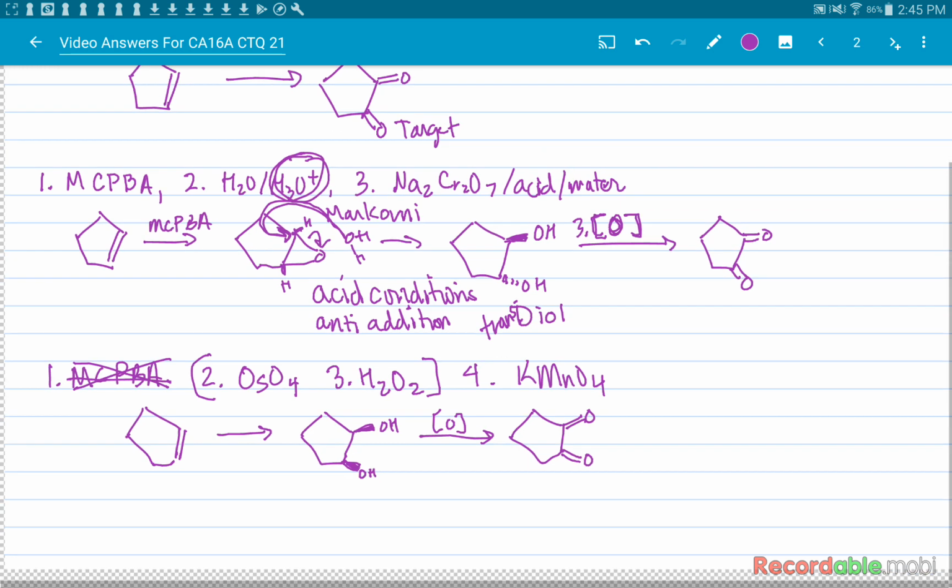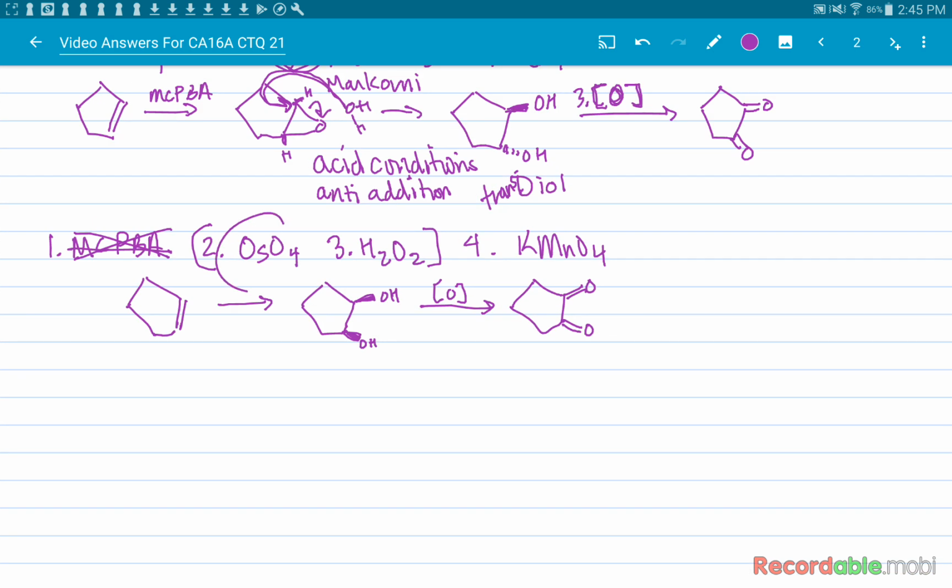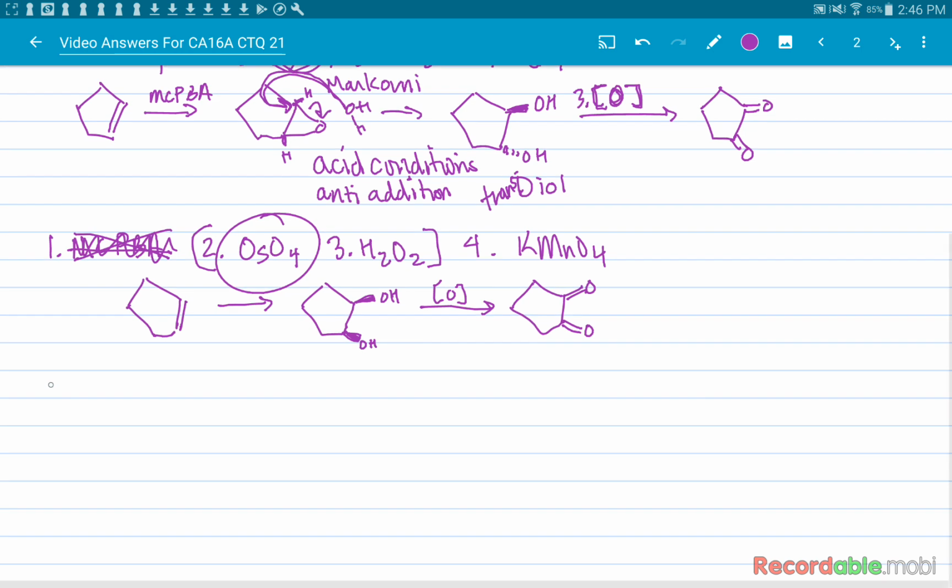But this osmium tetroxide won't work on an epoxide. So MCPBA can't be there if it's going to work. With the MCPBA there, we shouldn't check that one as working. The third one also works.